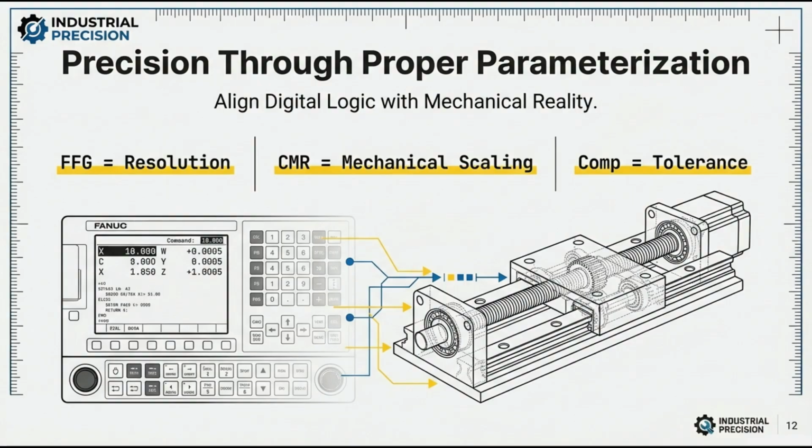Precision is achieved through proper parameterization by aligning digital logic with mechanical reality. Remember, FFG is for resolution, CMR is for mechanical scaling, and compensation is for tolerance.